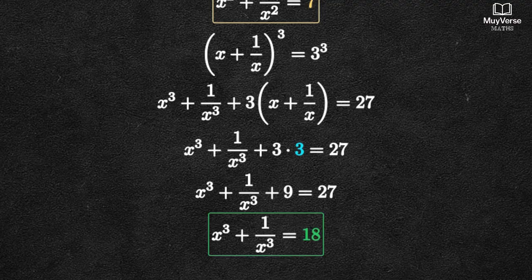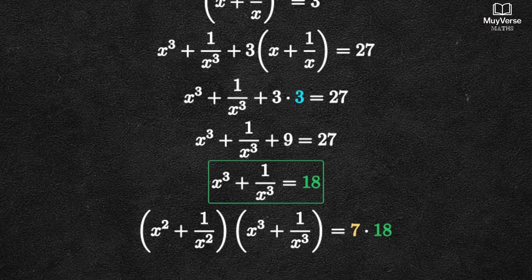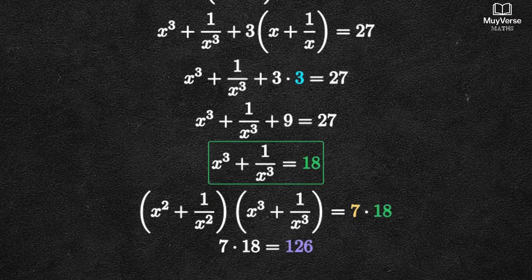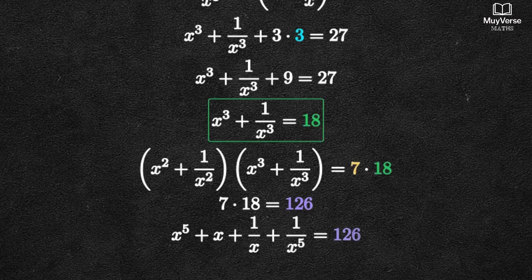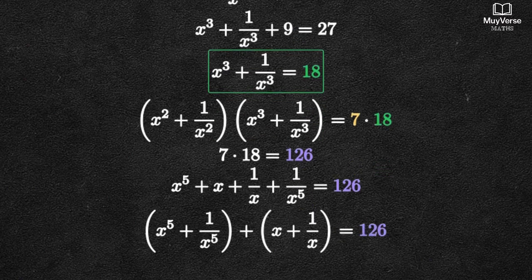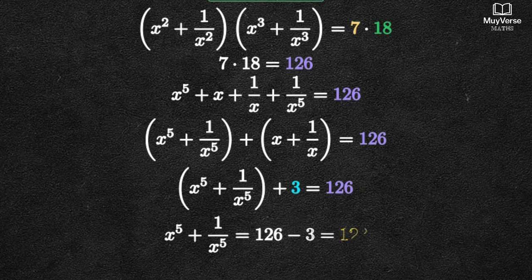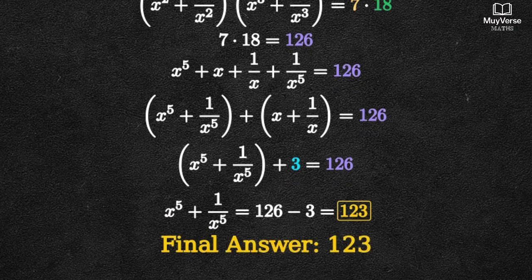Step 3. Combine the results to reach the fifth power. Multiply x squared plus 1 over x squared and x cubed plus 1 over x cubed. On the right side, multiply 7 times 18. Expanding the left gives x to the fifth plus x plus 1 over x plus 1 over x to the fifth. Group as x to the fifth plus 1 over x to the fifth plus x plus 1 over x. Substitute x plus 1 over x equals 3. Then solve for x to the fifth plus 1 over x to the fifth. Therefore, x to the fifth plus 1 over x to the fifth equals 123.